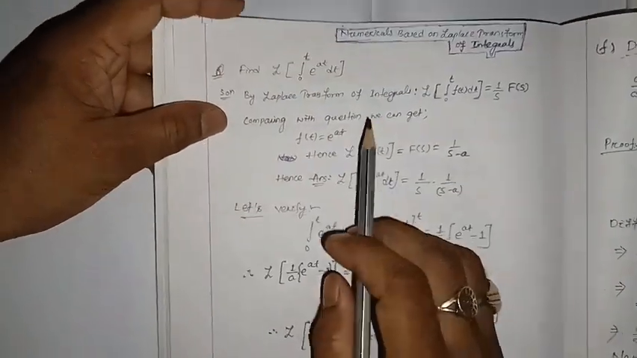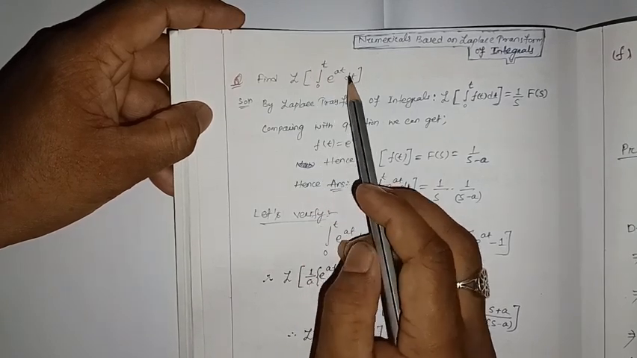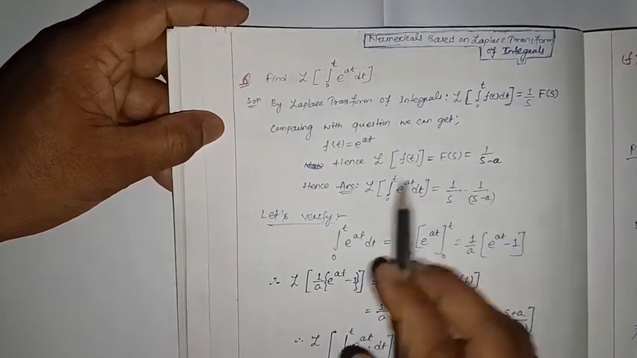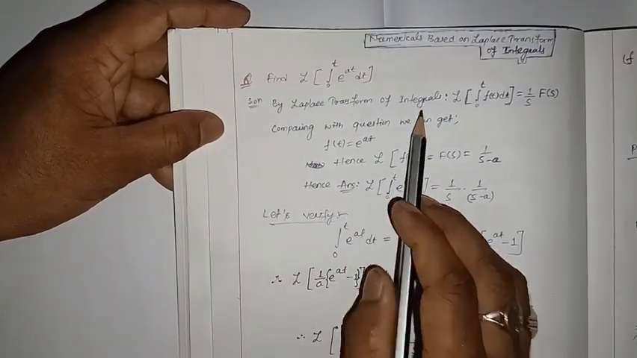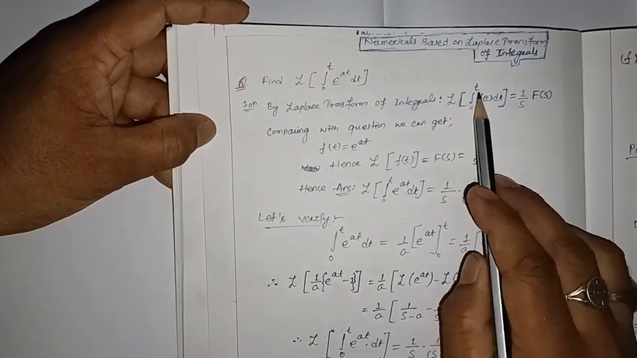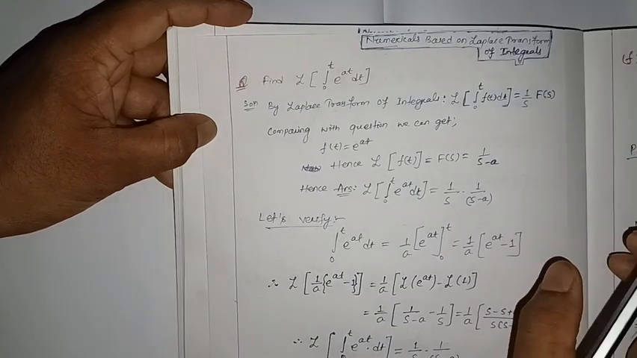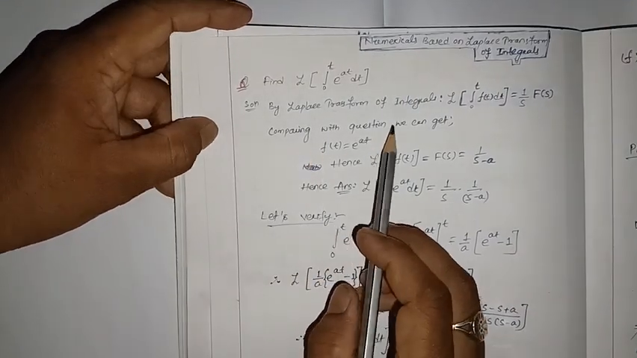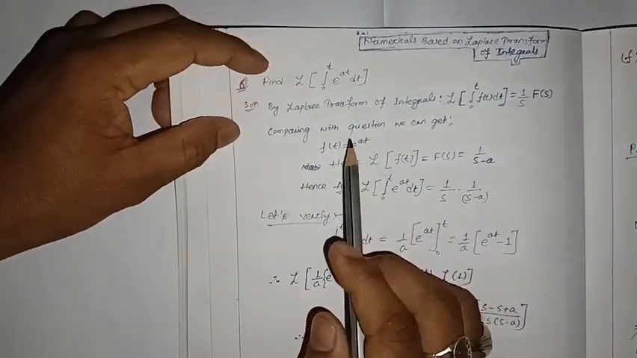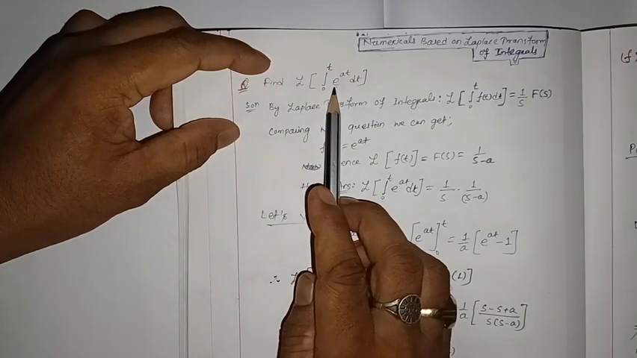So the first one is to find the Laplace transform of the integral from 0 to t of e to the power at dt. Okay, here we are going to use the Laplace transform of integrals. In general, the Laplace transform of the integral from 0 to t of f of t dt equals 1 by s into F of s. Comparing with the question, we find f of t is nothing but e to the power t. f of t is e to the power t.